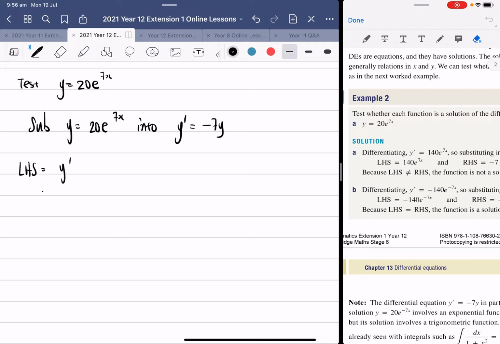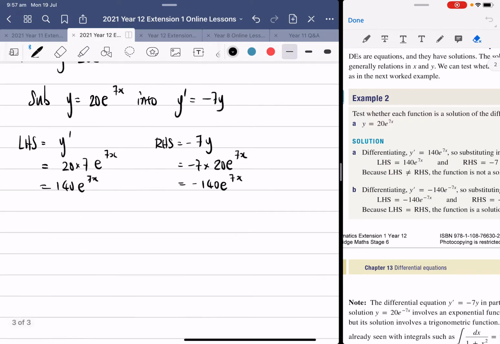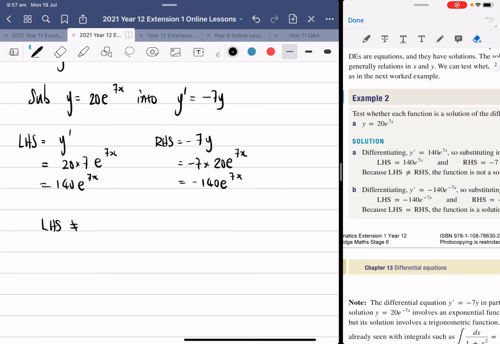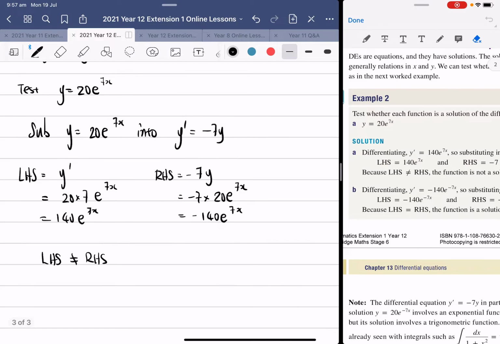So the left hand side is y dash, which means we need to differentiate this function. That becomes 20 times 7 e to the power of 7x, 140 e to the power of 7x. The right hand side is equal to minus 7y. We just need to substitute the value inside: minus 7 times y, and we know y is equal to 20 e to the power of 7x. That's minus 140 e to the power of 7x. As you can see, the left hand side is not equal to the right hand side. So therefore, that is not a solution.